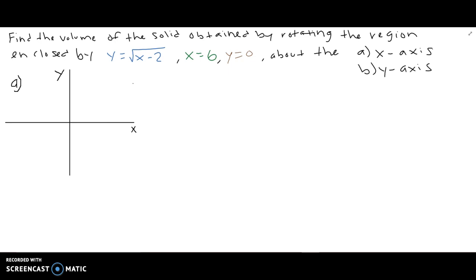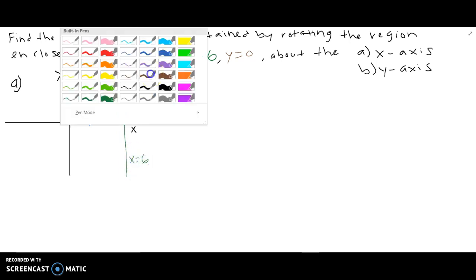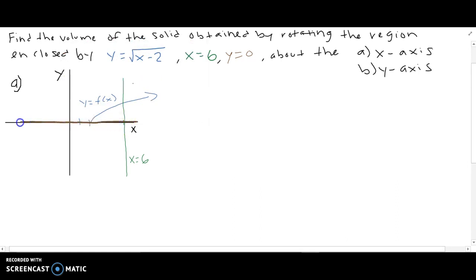Let's go ahead and sketch y equals square root of x minus 2. And hopefully we know that that is just y equals square root x moved over 2 units to the right. Looks something like that. Let's just call that f of x. And we have x equal to 6, so let's say that 6 is somewhere over here maybe. So here's that vertical line. And of course we have y equal to 0, which is just the x-axis. Okay, there you go. All right.